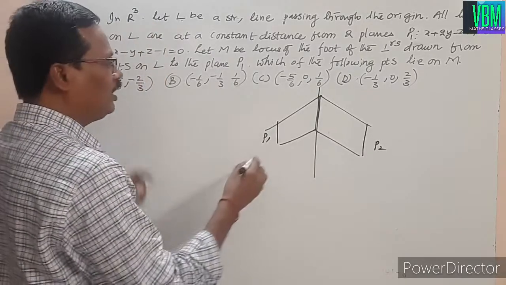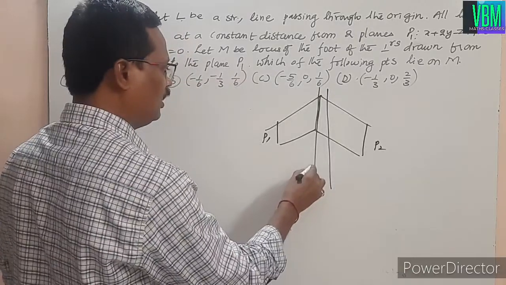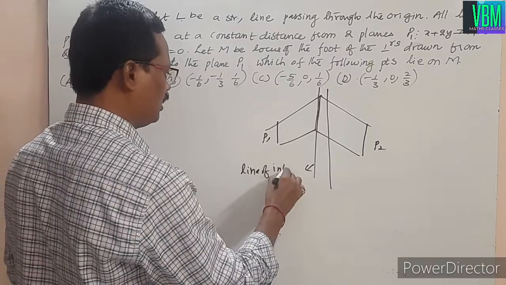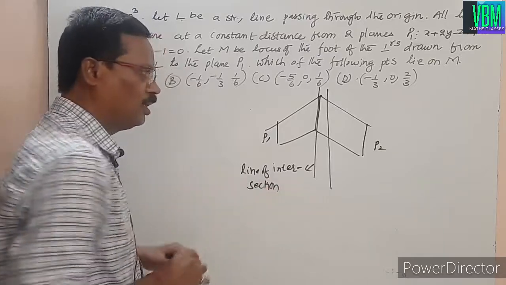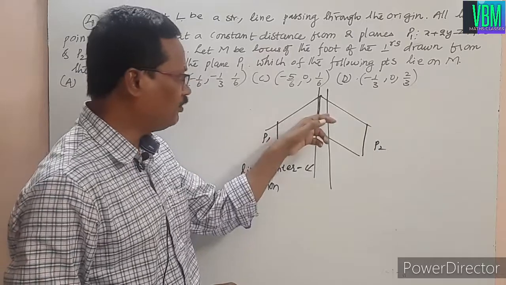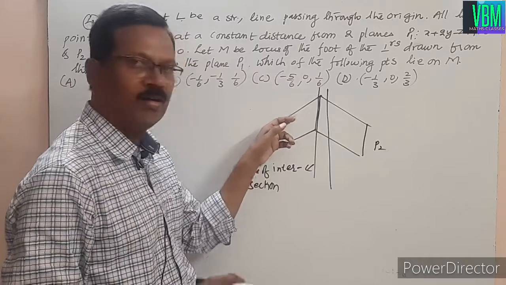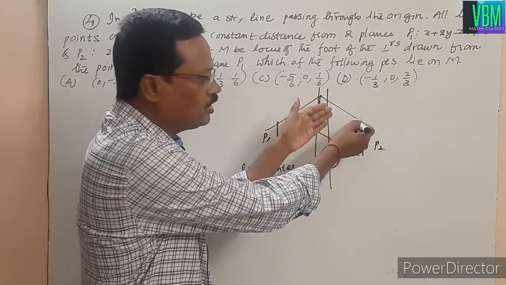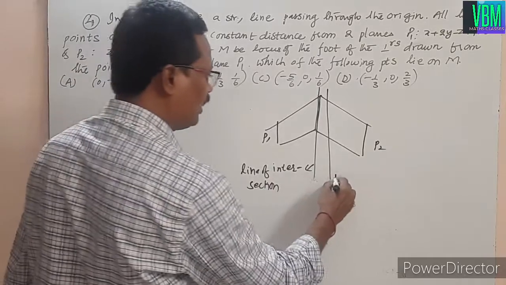That is why that line L is parallel to this line of intersection. If you take any line parallel to the line of intersection, then the distances from the points on that line to this plane will always be constant. That is why our required line is like this.